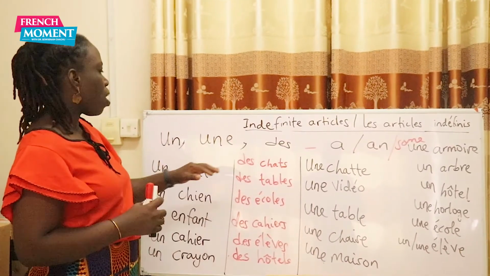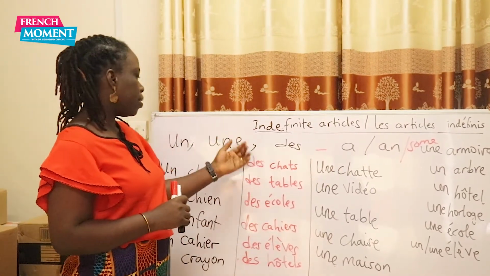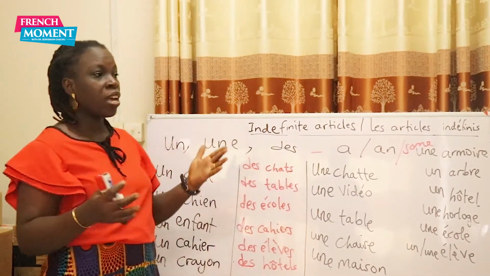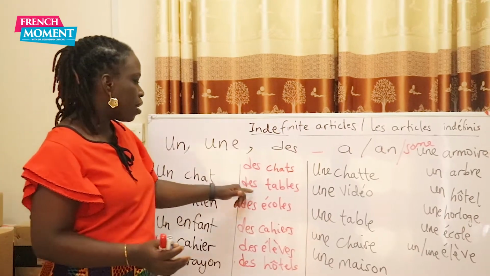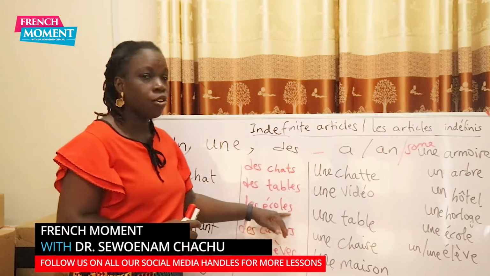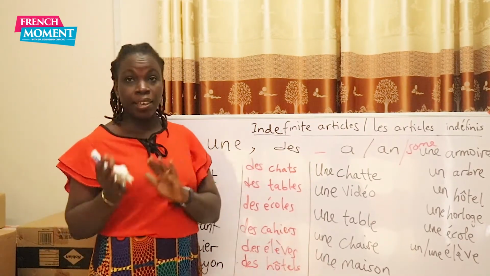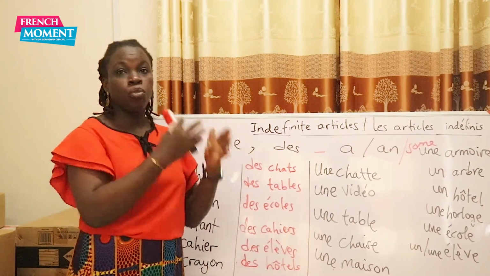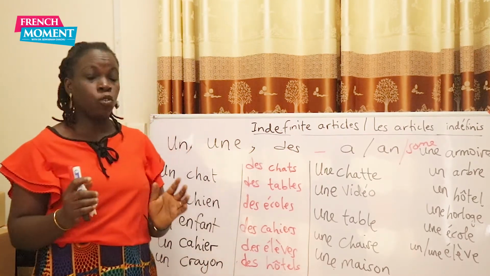When it comes to the plural, we use des. Alright, and des is used for all of them plural. So we have des chats. Des chats can be cats, or it can be some cats. Des tables, tables, some tables. Des écoles, schools, some schools. Des cahiers, exercise books, some exercise books. Des élèves, pupils, or some pupils. Des hôtels, hotels, some hotels.